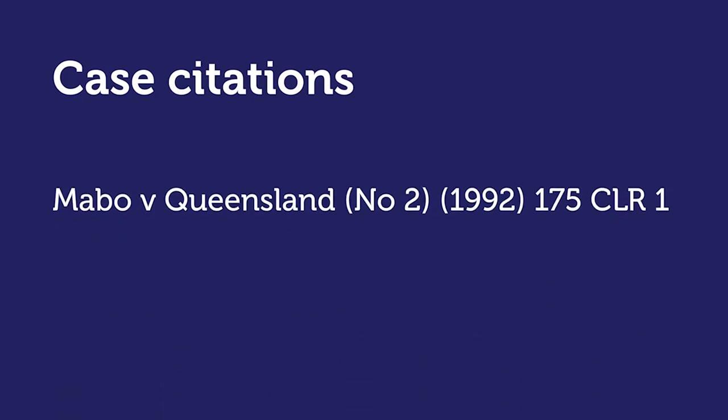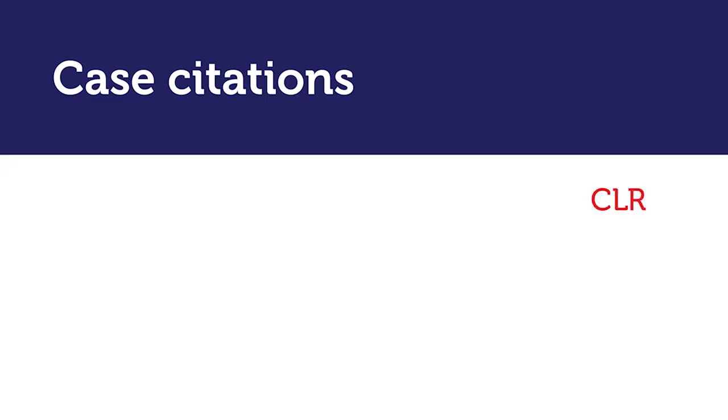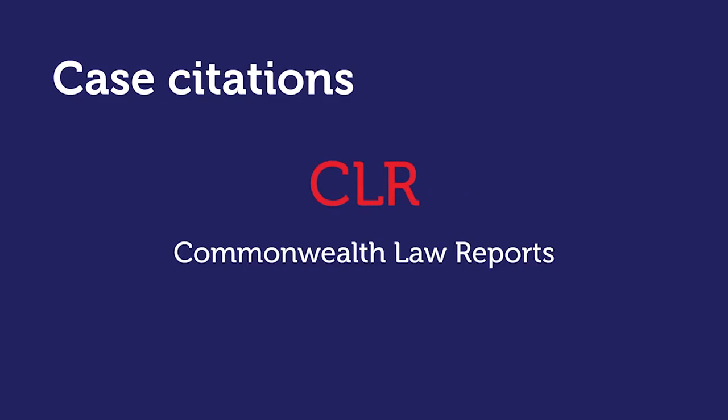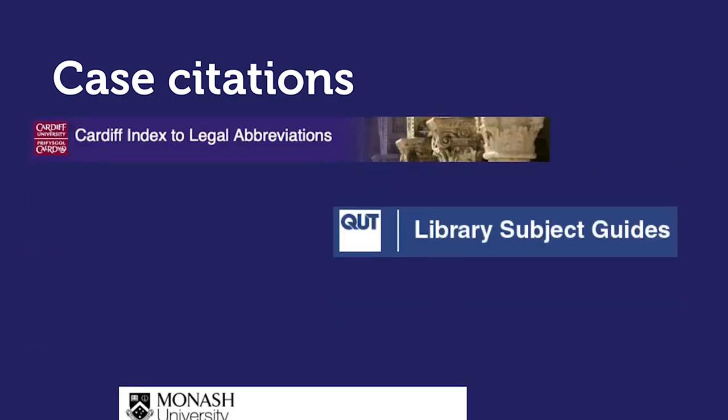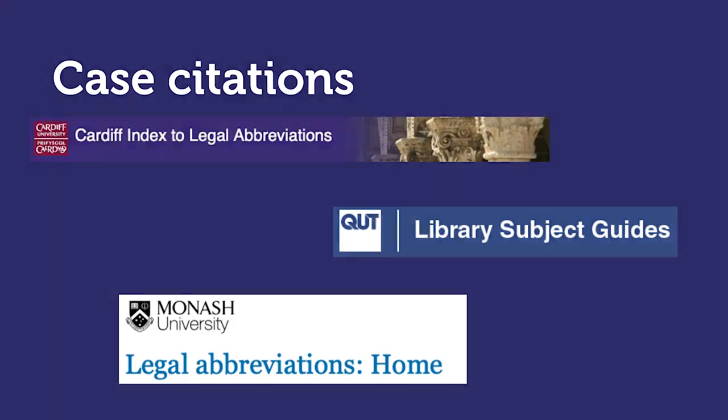Case citations tell you what type of report or judgment it is and precisely where to find it. They may include the case name, the year of the decision, the volume number, the report series, and the starting page of the case. Report series titles are always abbreviated in citations. There are guides available to help you know what these abbreviations mean.